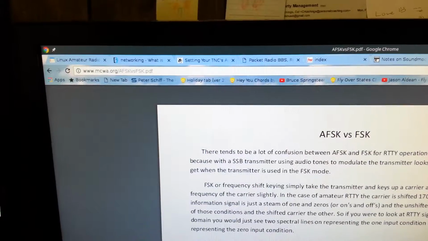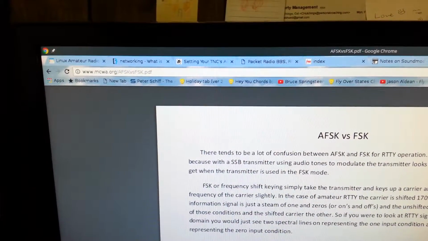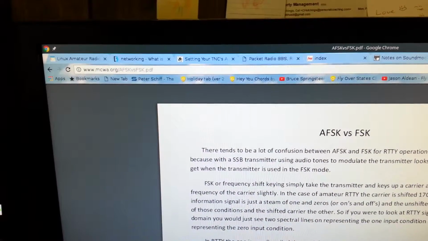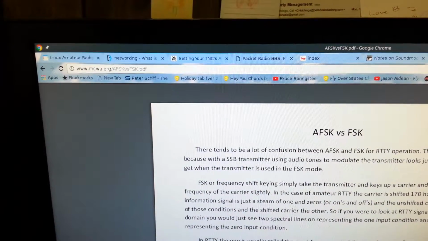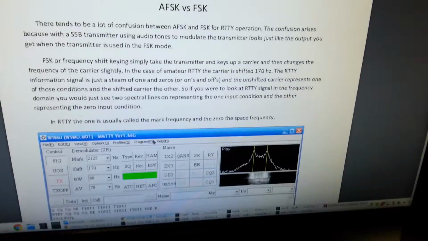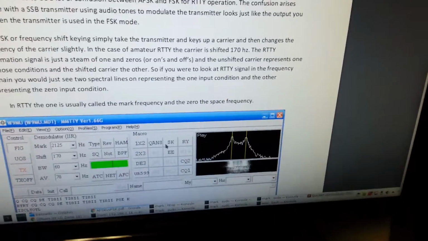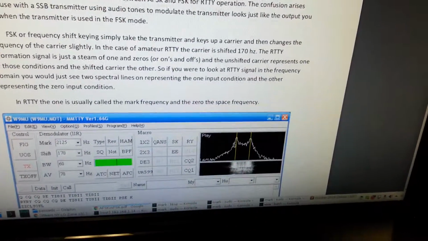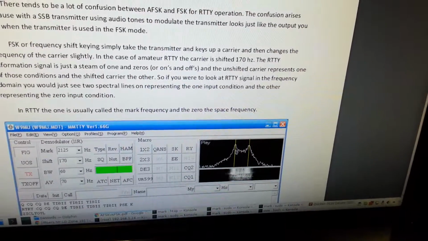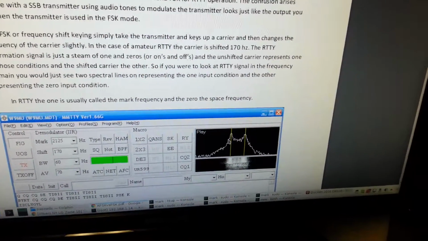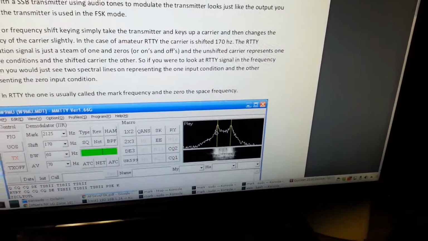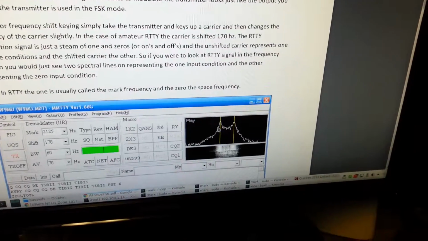So continuing, this is information I got from mcwa.org about AFSK versus FSK, and it turns out that the spectrum I was looking for should look like this. You can clearly see the two peaks. This is with high-end test equipment, which unfortunately I don't have access to at home. But this is what I was looking for.